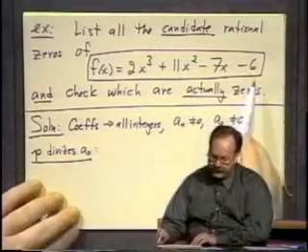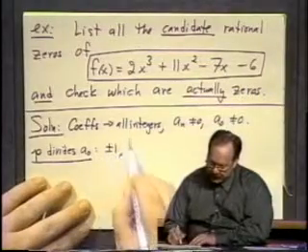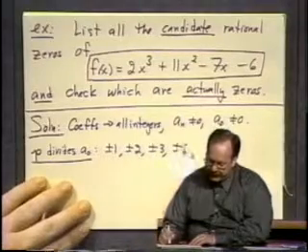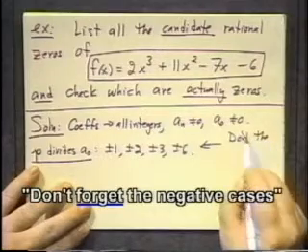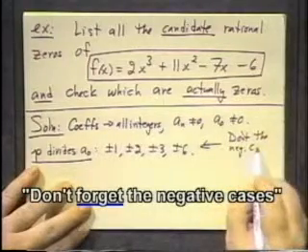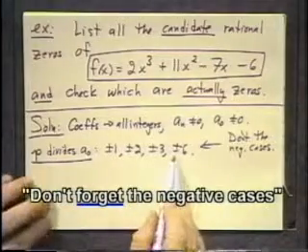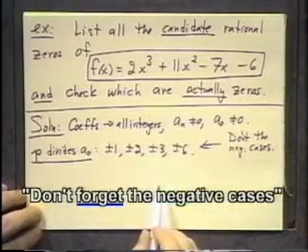All the divisors of a sub 0, minus 6. Those would be plus or minus 1, plus or minus 2, plus or minus 3, and plus or minus 6. And let me point out here, don't forget the negatives. Don't forget the negative cases. Okay? Because negatives can be rational numbers. They can be the top of a rational number.